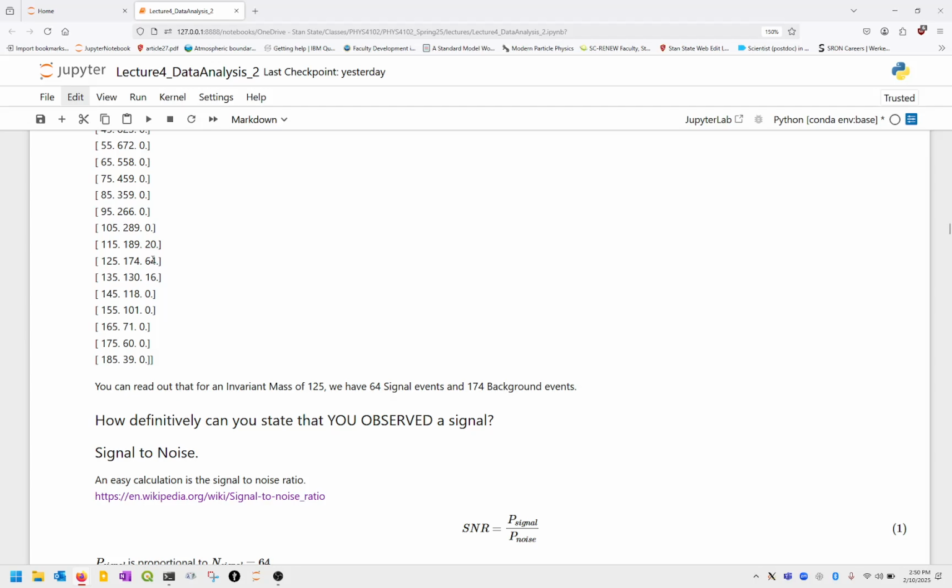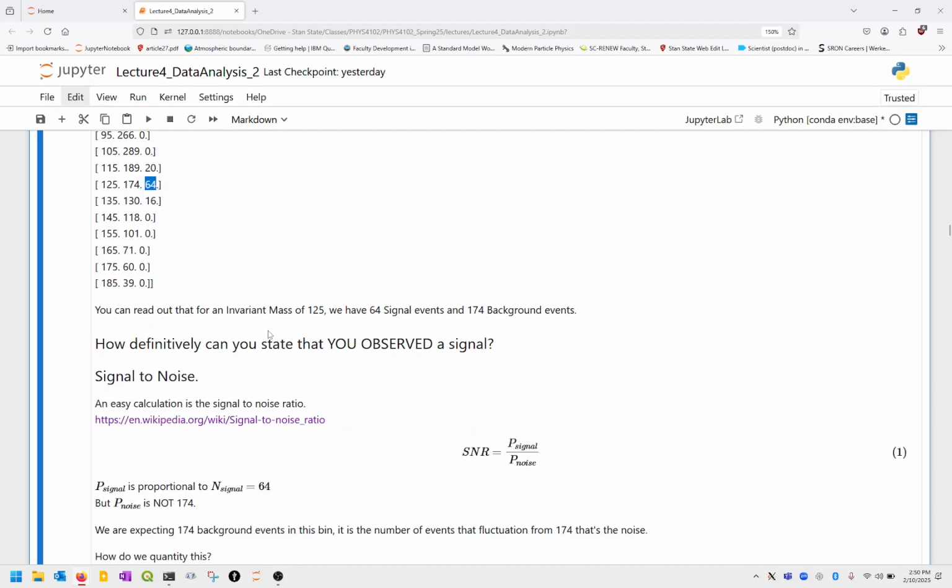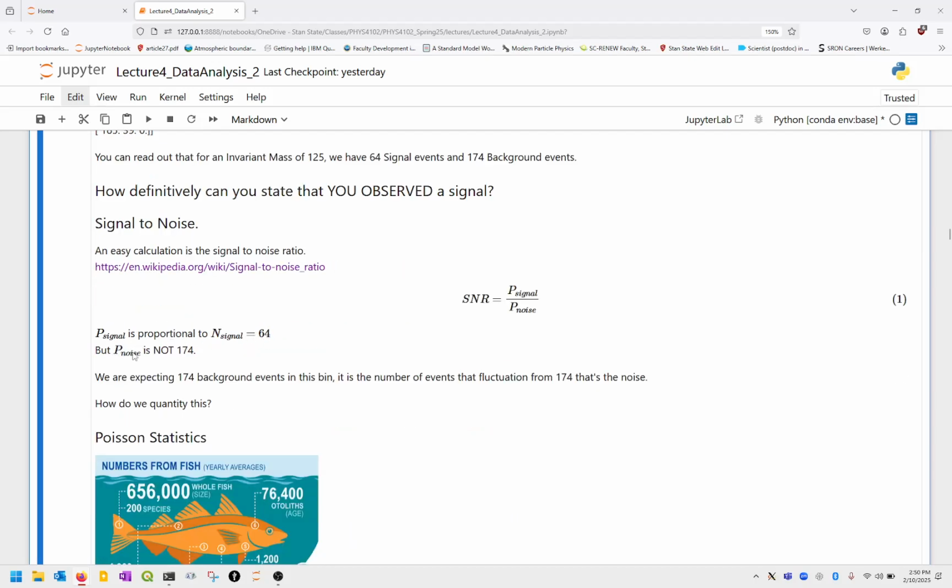In this case, since we're looking at the third column here, the signal is actually 64 in that particular bin. That's easy to do, but the probability of that noise being there is not 174, because we are expecting 174 background events. The power of the noise is basically how much that noise can fluctuate up and down to contaminate our signal. So how do we quantify how much noise comes from these 174 events?